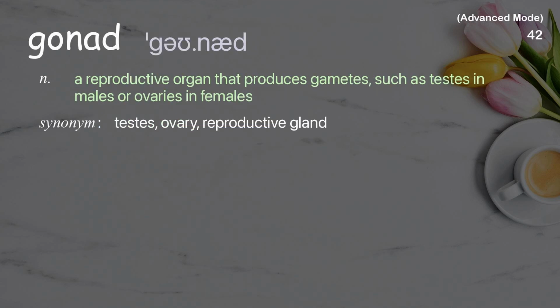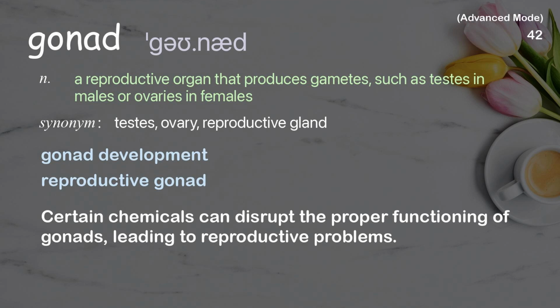Gonad. A reproductive organ that produces gametes such as testes in males or ovaries in females. Examples: Gonad development. Reproductive gonad. Certain chemicals can disrupt the proper functioning of gonads, leading to reproductive problems.